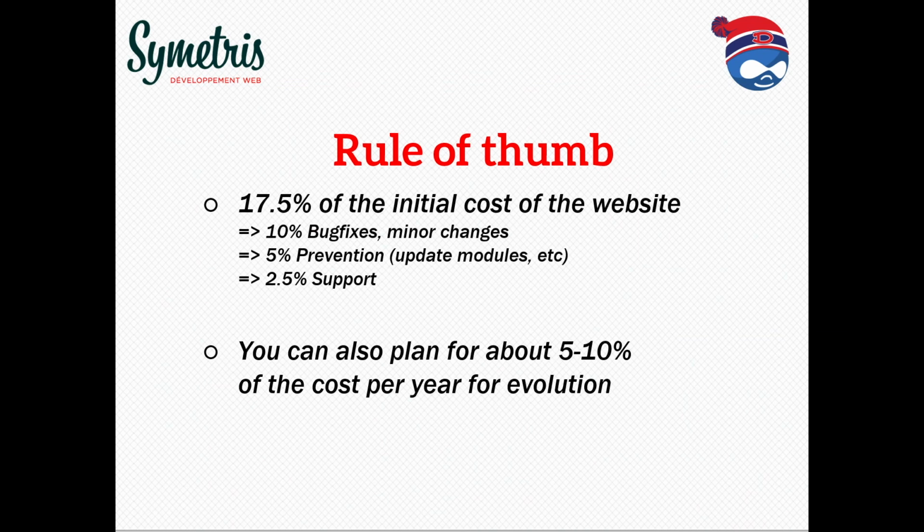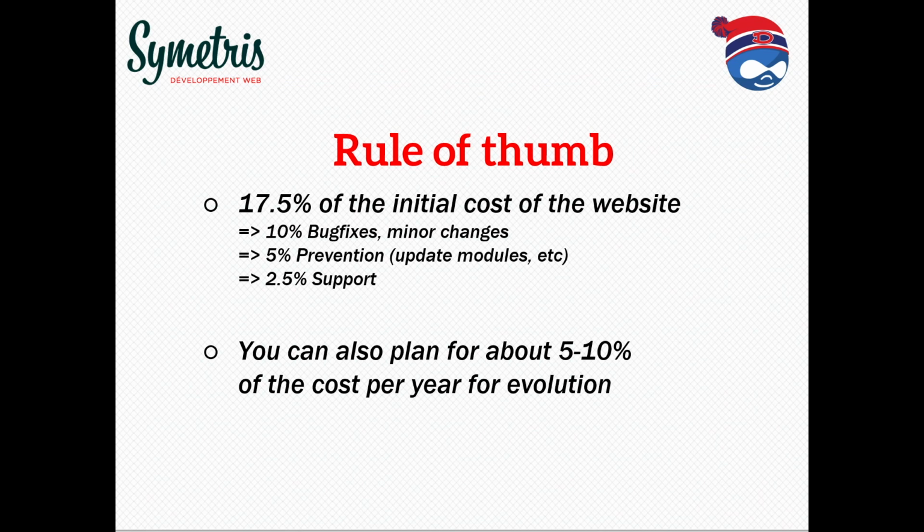So, rule of thumb, about 17.5% of the initial cost is what you should be spending per year. So if your website costs $100,000, then expect to spend about $20,000 every year to maintain the website, to do the prevention, to correct the bugs, to do the tweaks, the support, whatever it is. On top of that come your enhancements to the website, which are usually 5 to 10% of the original. So let's say you'd have that budget plus about $10K for adding new modules or new projects.